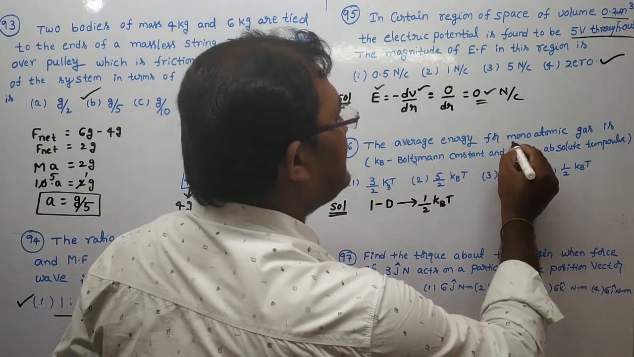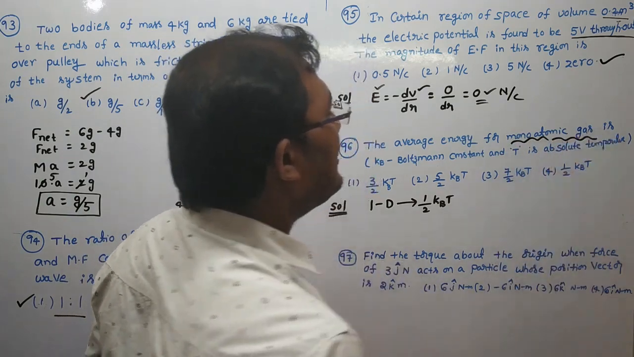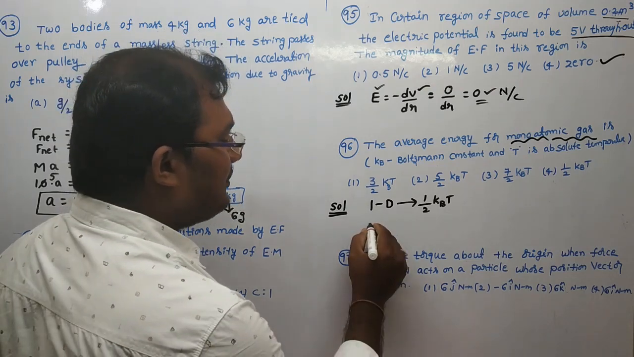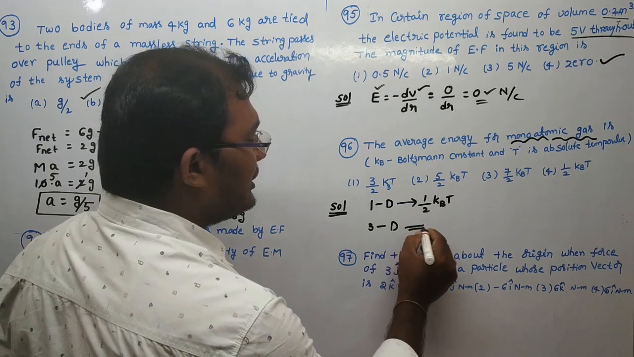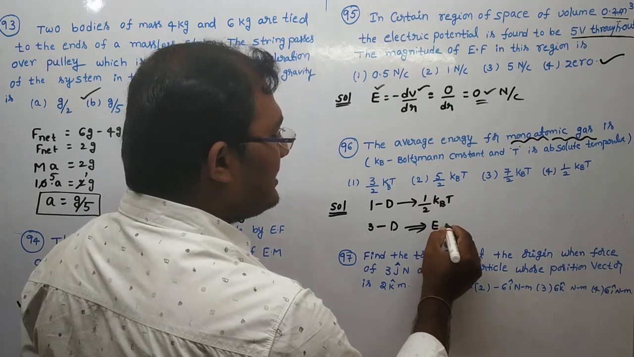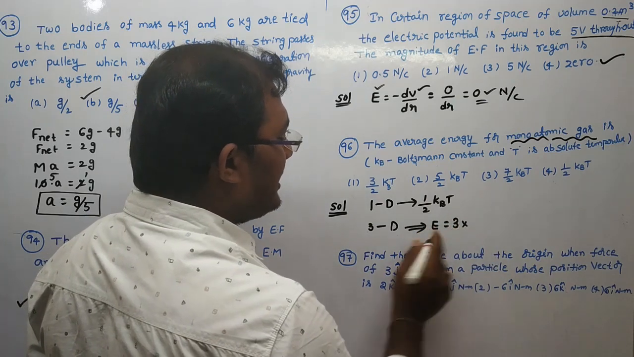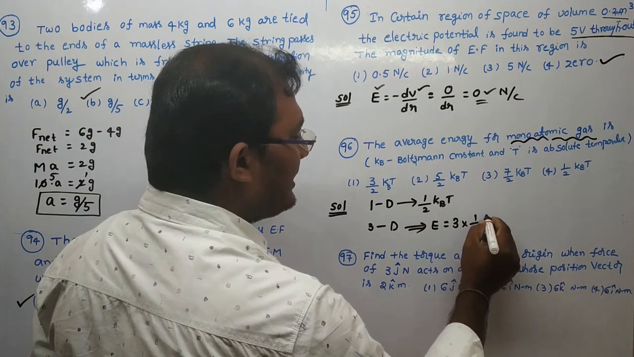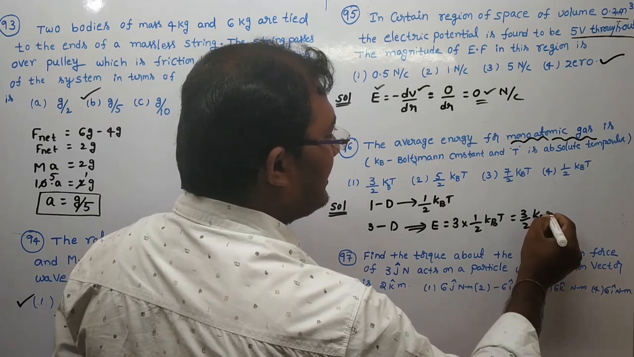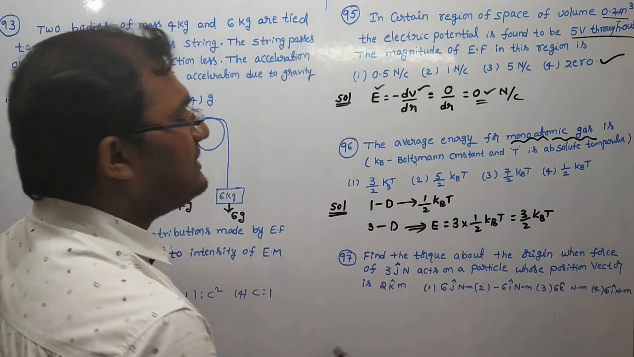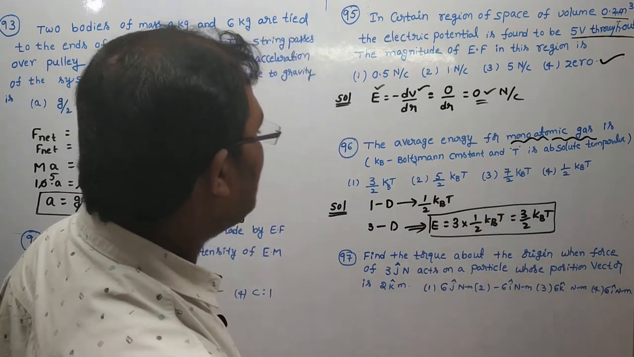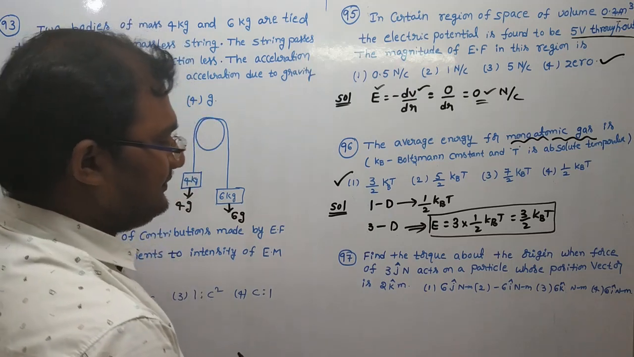But here given case is monoatomic gas. For monoatomic gas, there are 3 degrees of freedom. Therefore, the average energy of the monoatomic gas equal to 3 into each degree of freedom, half kBT, that equal to 3 by 2 kBT. This is our required answer. In options, option 1 is correct one.